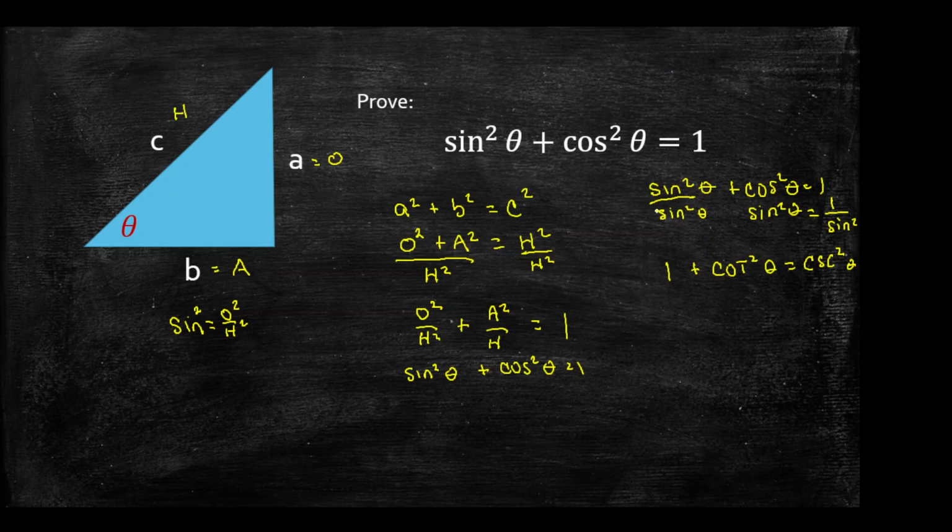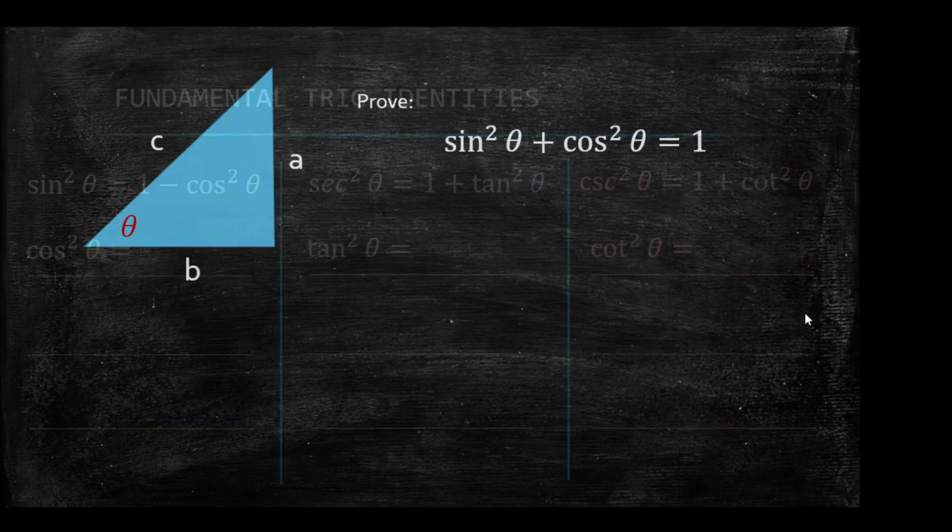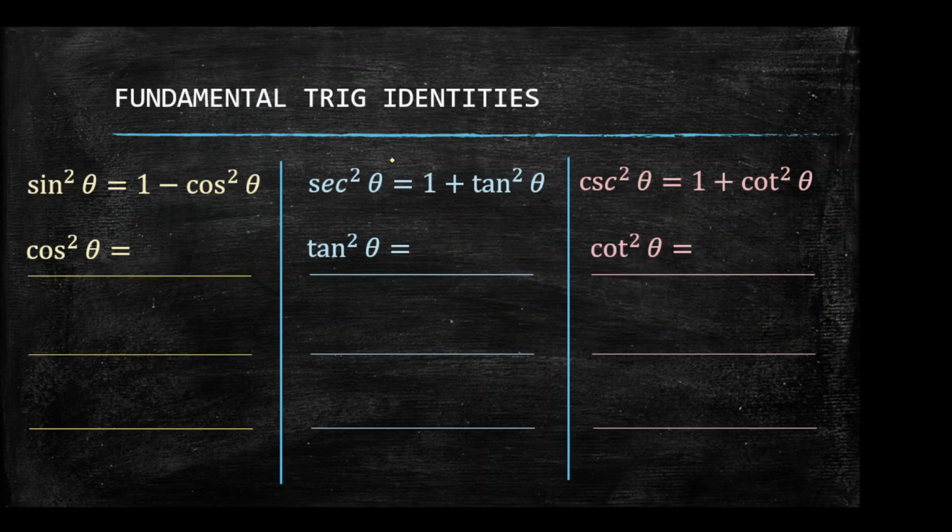And then the other way I could do it is if I divided these things by cosine instead, I'd end up with sine over cosine, which is tangent squared theta, and then plus 1 equals 1 over cosine squared, which is secant squared. And so that's where these identities come from. So these are your fundamental trig identities using the Pythagorean theorem. And then you could rewrite these in a number of different ways.